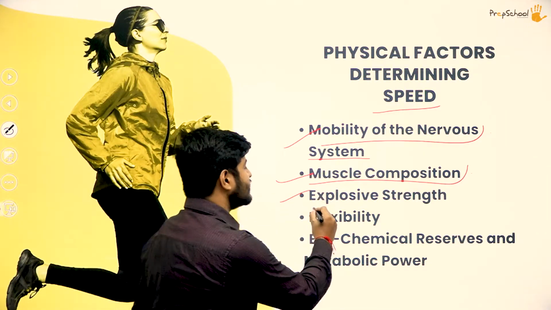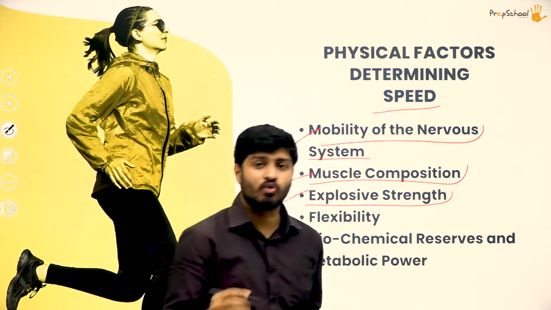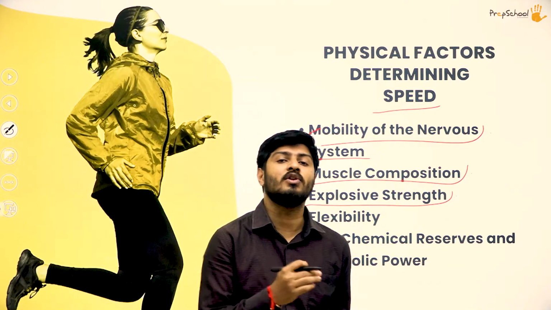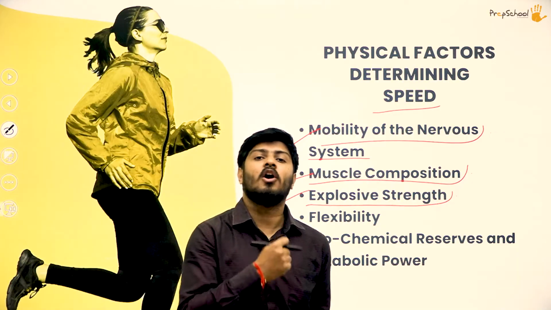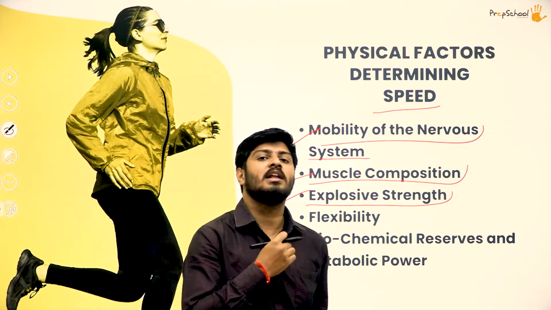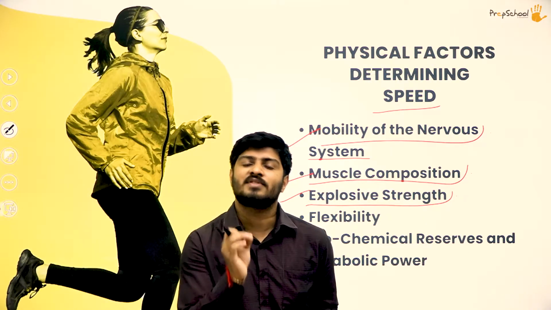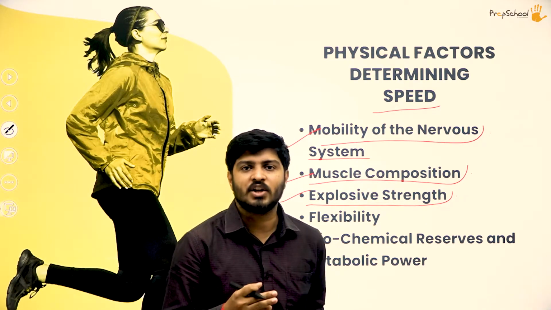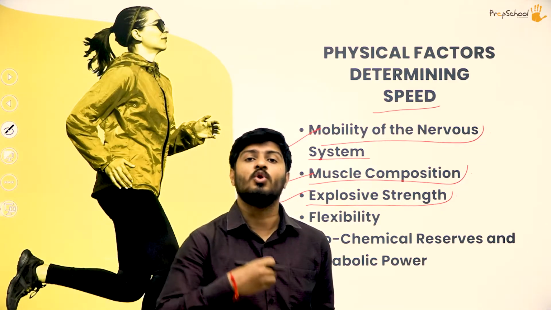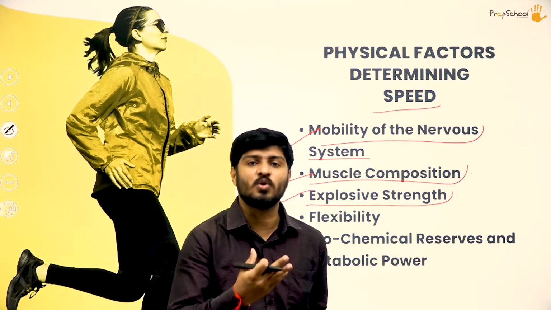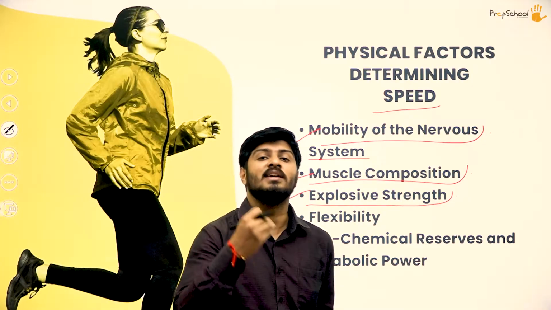Next, you have explosive strength. Like I said, when you run, when you do a sprint, when you take off, when you give an explosive sudden strength, or a burst strength at the starting pace, that is called explosive strength. So what is explosive strength? Explosive strength is the sudden burst power that you release when you take off and when you do a sprint. So initially that power you release when you take off, that is called explosive strength.